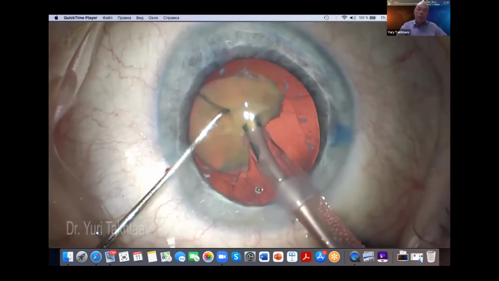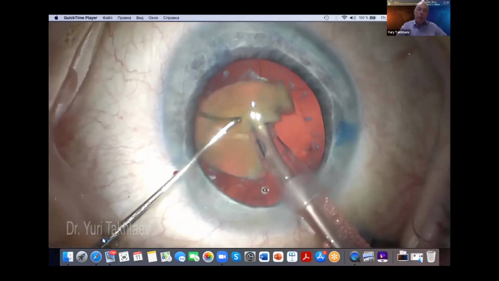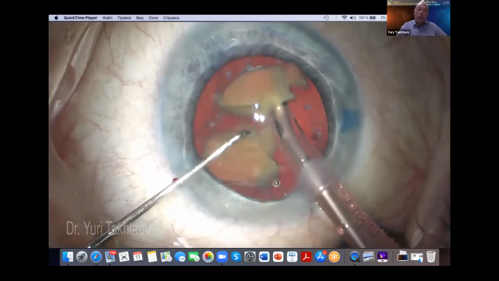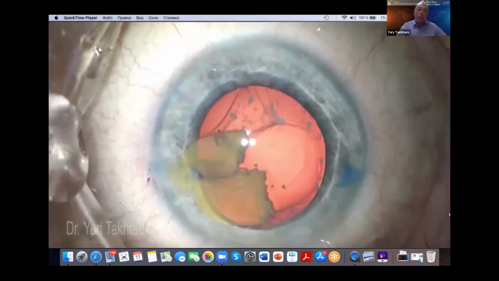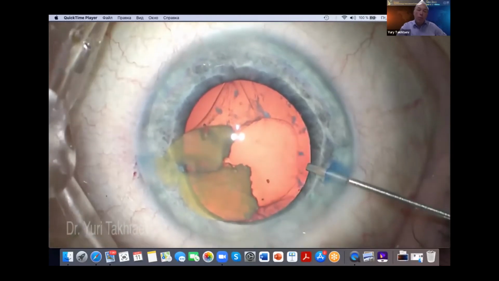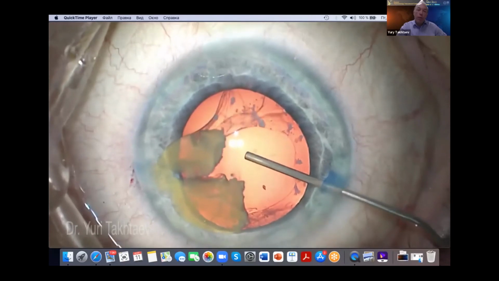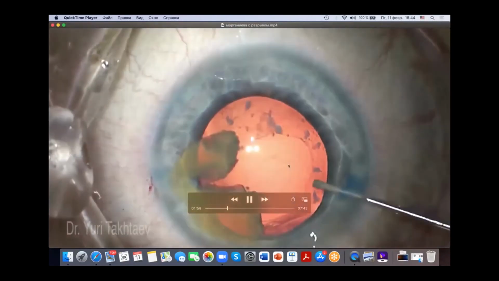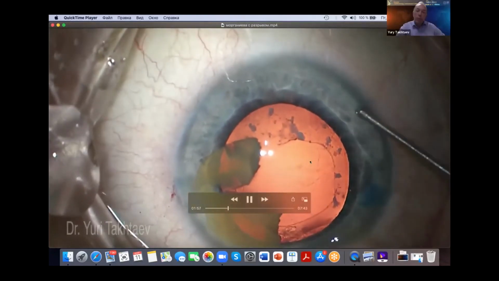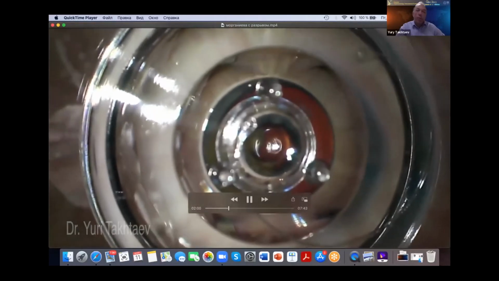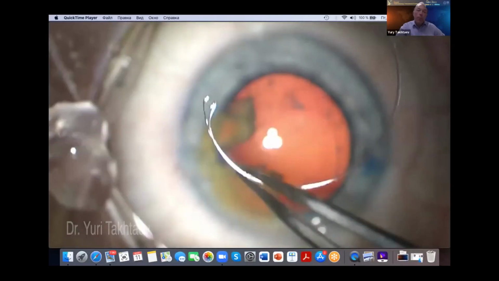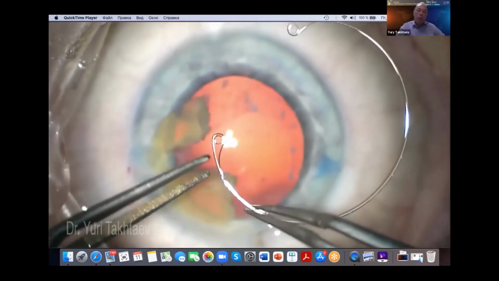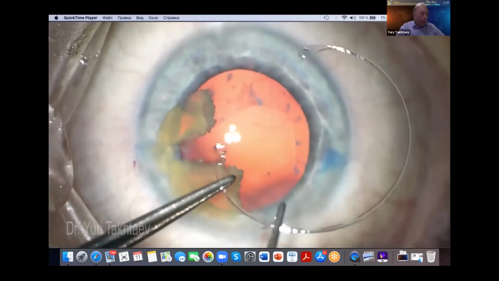There is no cortex, no material, just floppy capsule and the raw cataract. And at that moment, you can see the zonular problem, which masks the real problem. At the same time, you can see this is the posterior capsule rupture, which I had not recognized in time. I just put in the capsular tension ring to support the capsule.